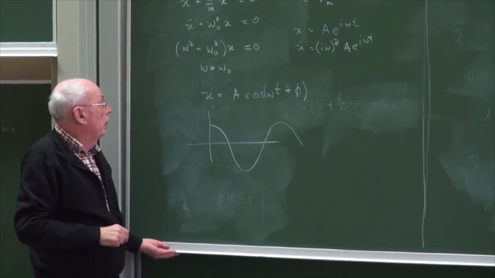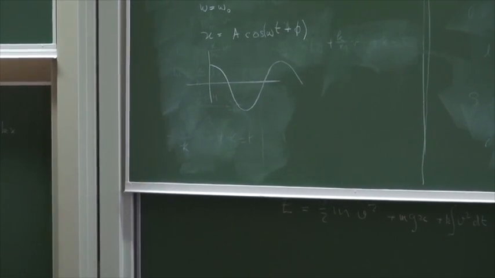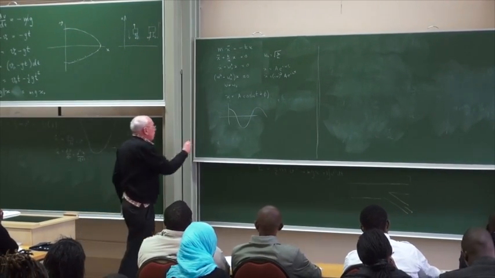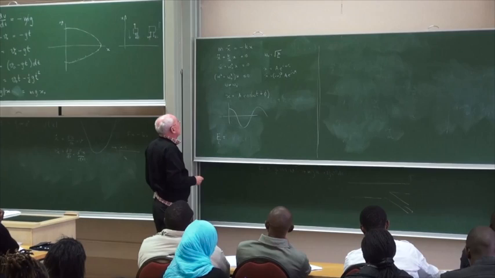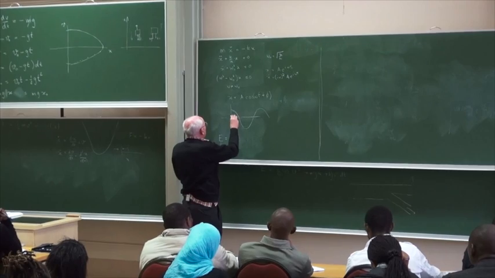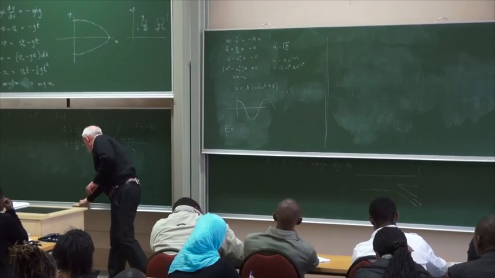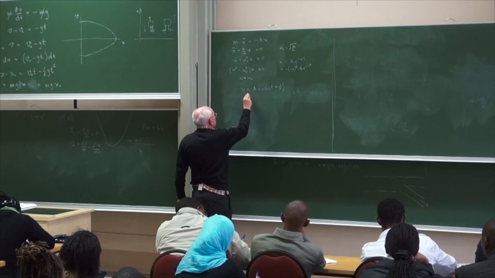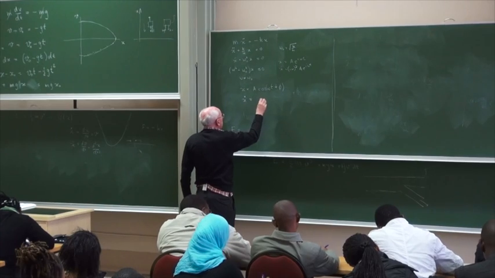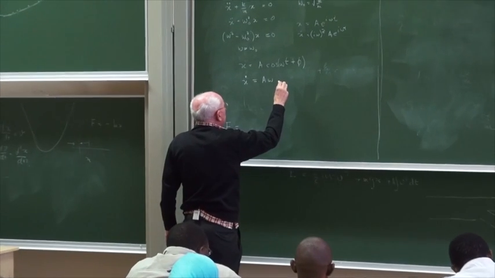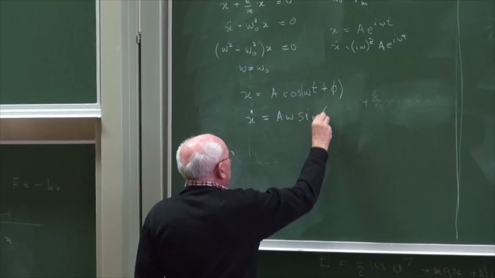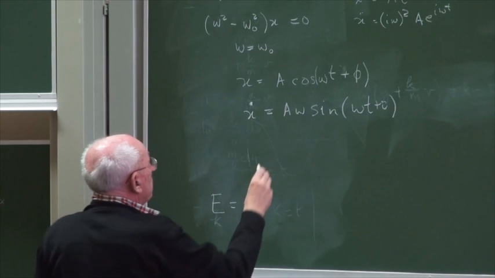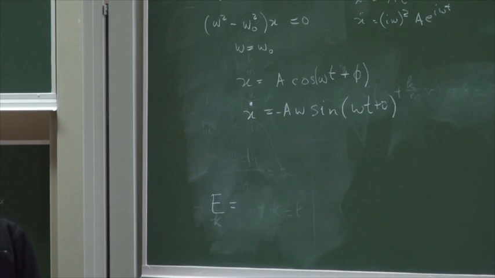Okay, and if I now want to calculate the energy of this particle moving forwards and backwards, I have everything. I didn't write down explicitly what x dot was. But I can do so. So if that's my solution, I can say x dot is equal to, and what is it then? And it's a minus, huh? Yeah. Okay.